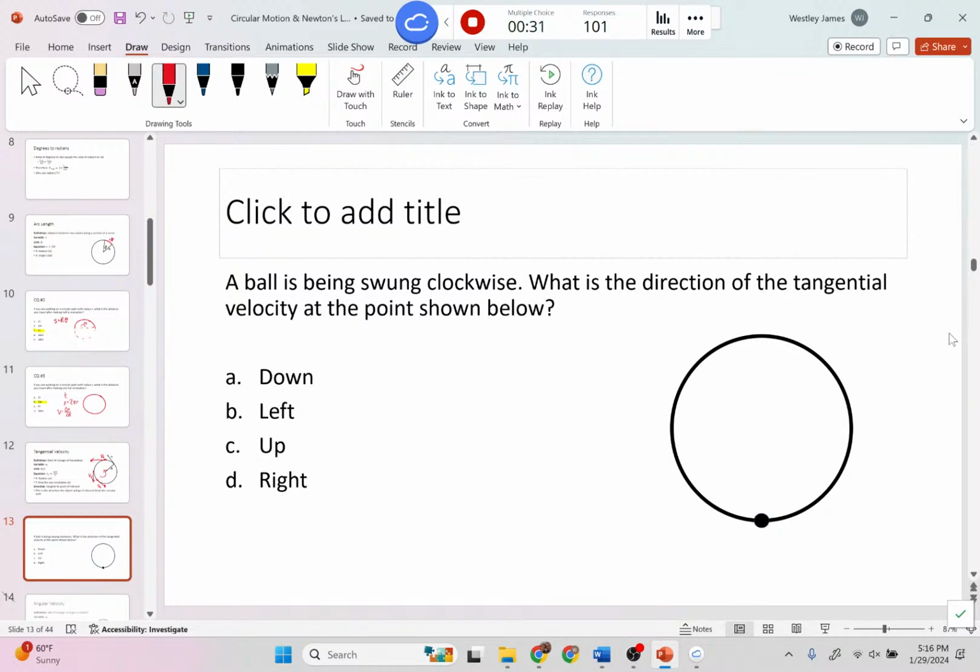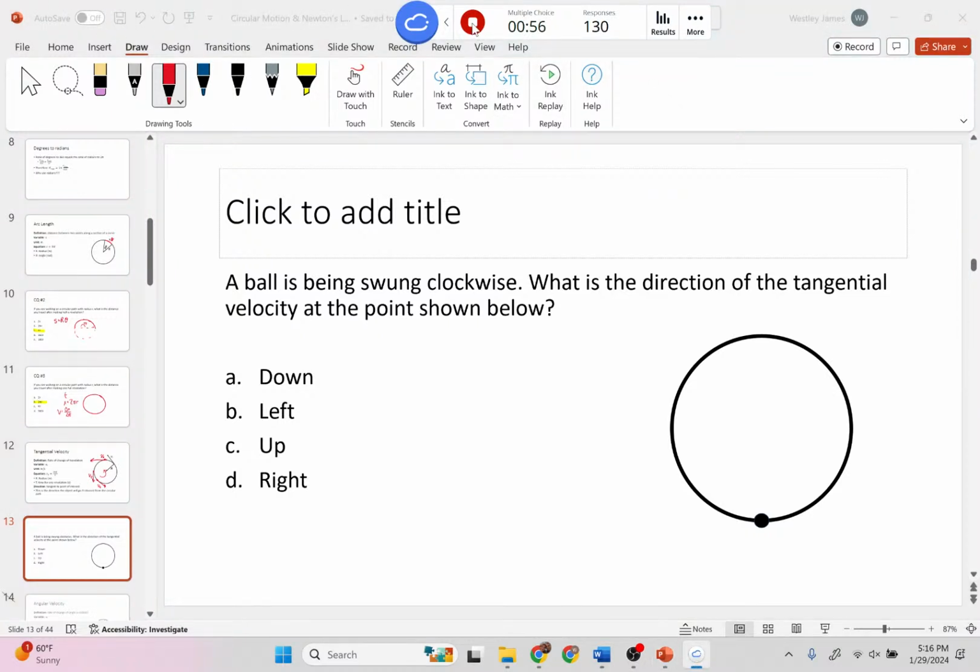What direction is the velocity at this spot? All right, we'll go to 55. We'll go 10 more seconds. In 5, 4, 3, 2, 1.